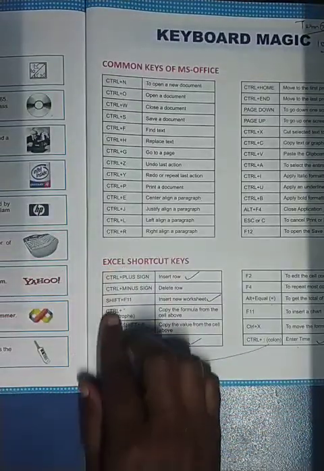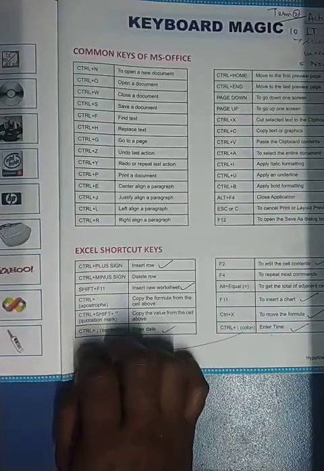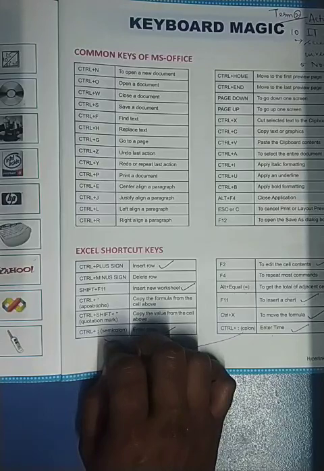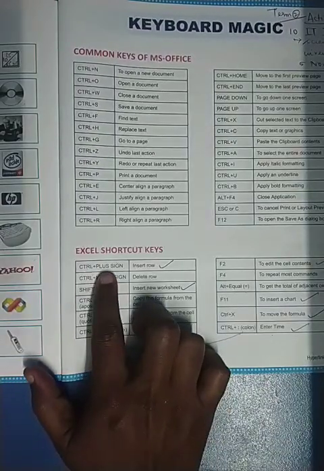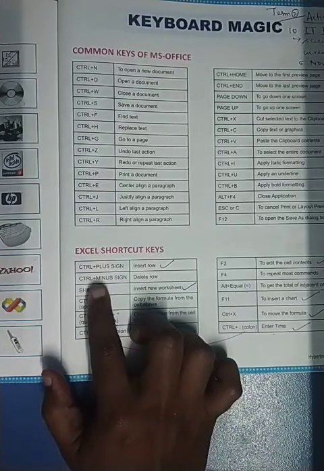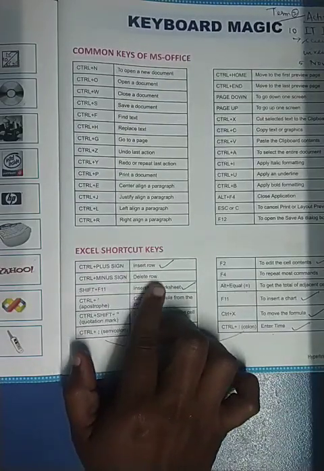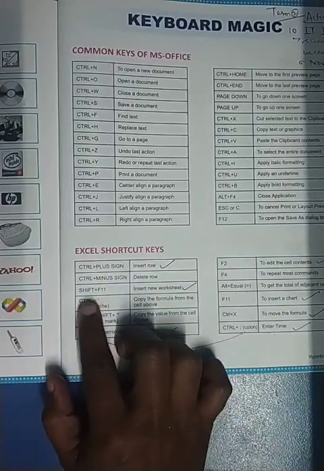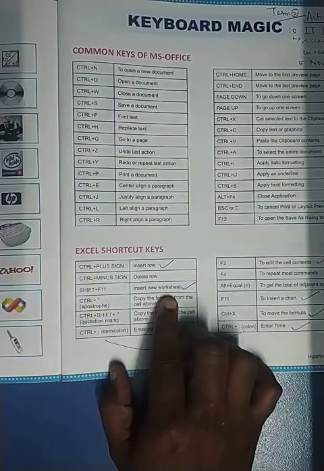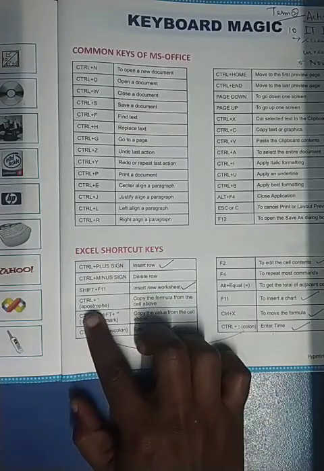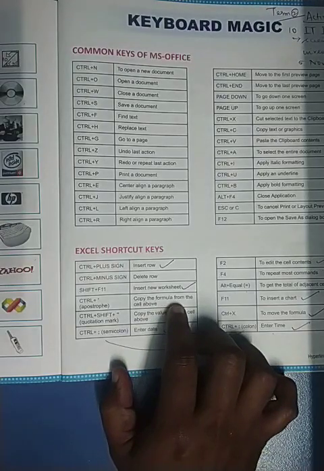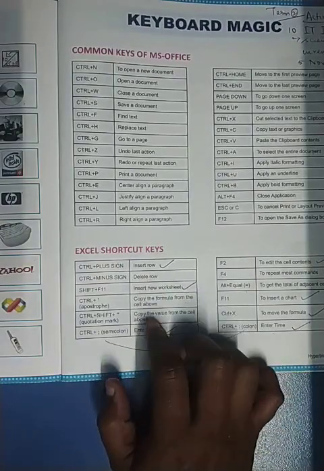Okay. Coming to the Excel shortcuts. Okay, that was for MS Office. Now these are all for the Excel shortcuts. Ctrl plus sign to insert a new row. And if it is control and the minus sign, then it will be deleting the row. Okay. Then Shift+F11 to insert a new worksheet. Then control plus apostrophe is to copy the formula from the above cell.